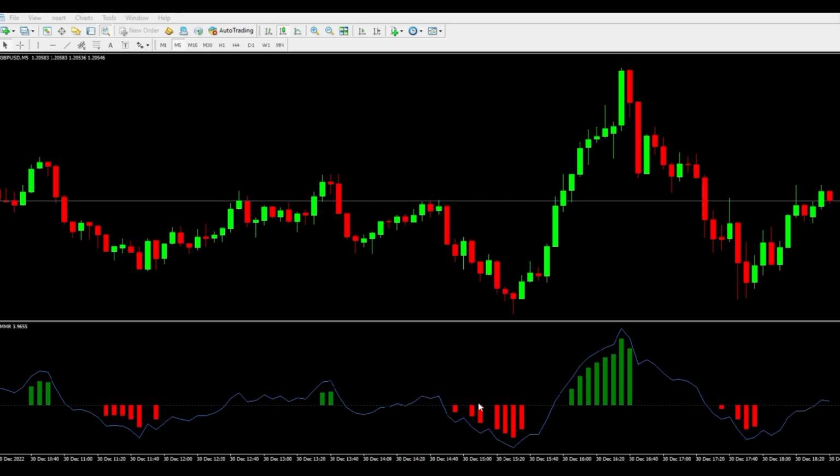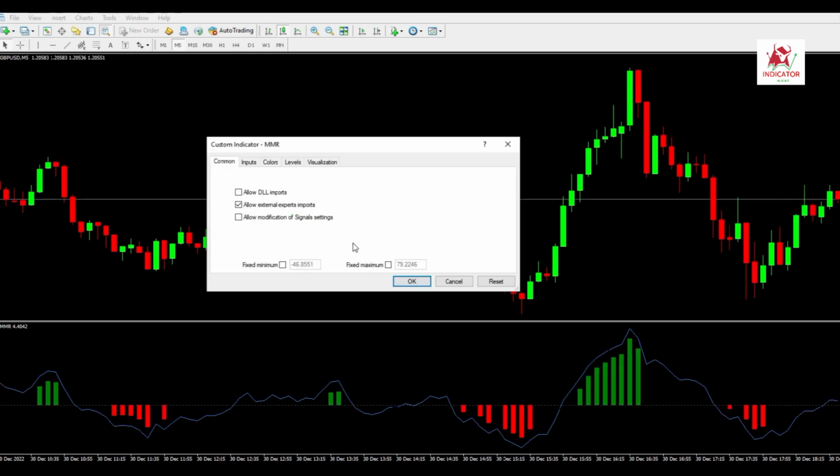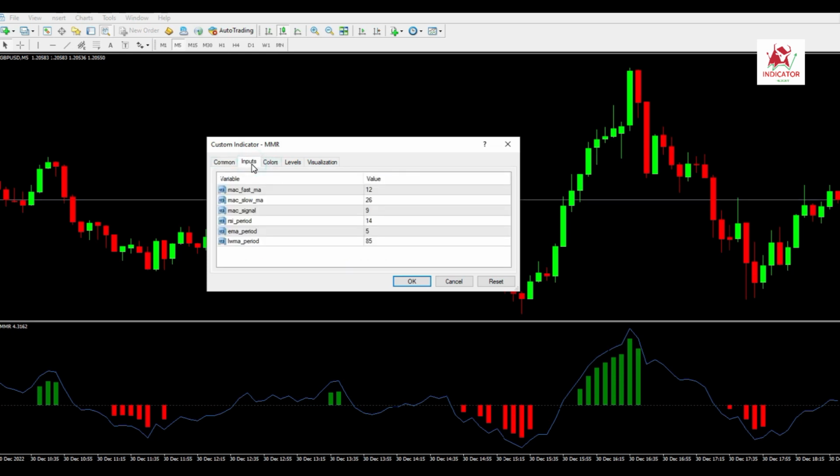The MMR indicator for MT4 combines moving average crossover with relative strength index, RSI, and moving average convergence divergence, MACD, to generate buy and sell signals. Traders can initiate longs when a green bar appears, and exit when the indicator line crosses below zero. Conversely, shorts can be entered when a red bar appears, and the trade squared off when the indicator crosses above the zero mark. Trading ideas with the MMR indicator for MT4.